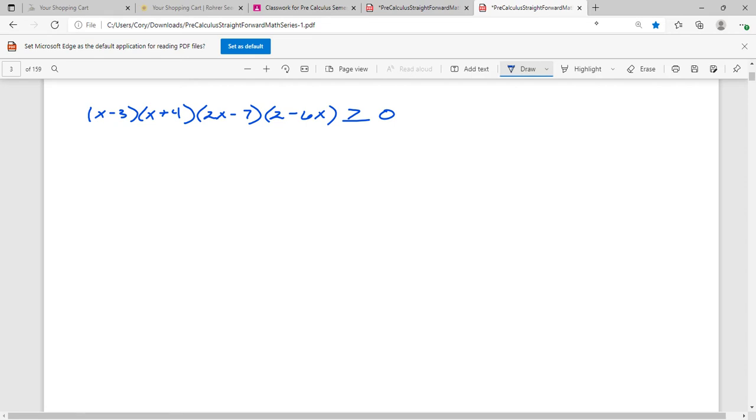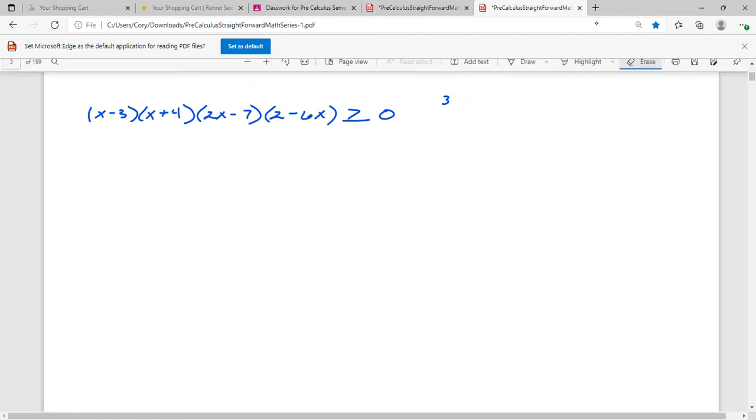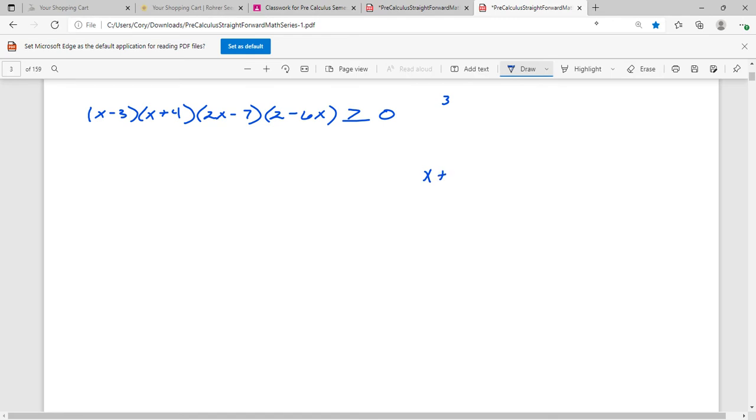Okay, so when I factor this out, we know each one of these factors has to be equal to 0. So I would have x minus 3 equals 0. So I do plus 3, and I get x equals 3. So there's my first value. I'll list these up here. The next one would be x plus 4 equals 0. So minus 4, x equals negative 4. So negative 4 is on my list.